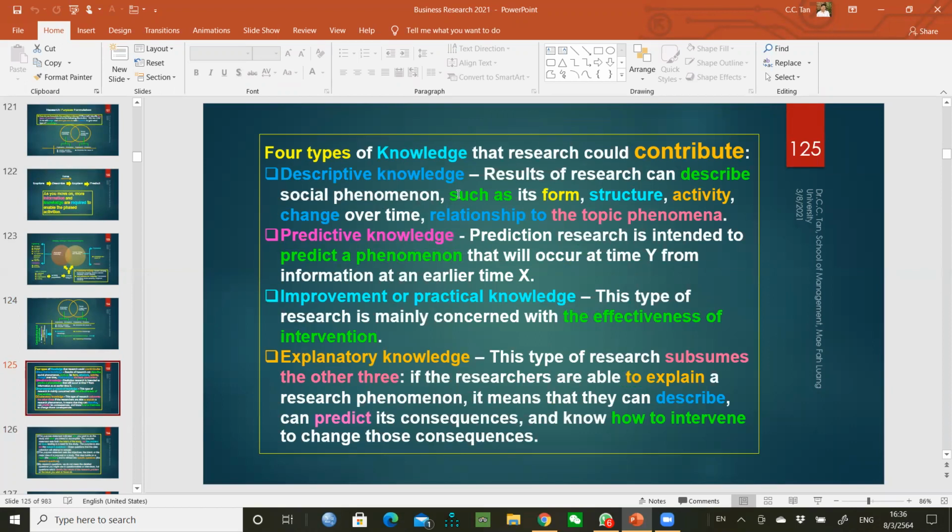We already talked about descriptive knowledge: the results of research that describe social phenomena, such as social form, social structure, social activity, social changes over time, and social relationships. Predictive knowledge is about predicting a phenomenon, in the sense of what occurred because of X, meaning X occurs earlier than Y. Improvement is the ability to intervene and control the situation through the knowledge you have acquired. Explanatory knowledge is the ability to understand the rationale and why it happens, so that you can also predict and intervene.